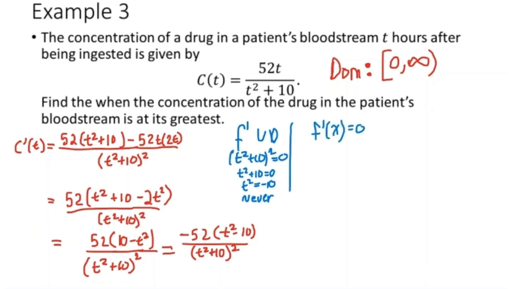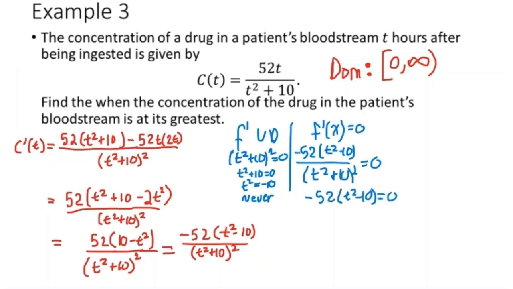So we'll determine where our derivative is equal to 0. We need to solve the equation negative 52 times (t squared minus 10) all over (t squared plus 10) squared. Multiply both sides by (t squared plus 10) squared, and we have negative 52 times (t squared minus 10) equals 0. Divide both sides by negative 52. We get that t squared equals 10, which means t equals plus or minus root 10. However, keep in mind our domain is from 0 to infinity, meaning t is a positive value. That forces our only critical number to be the square root of 10.